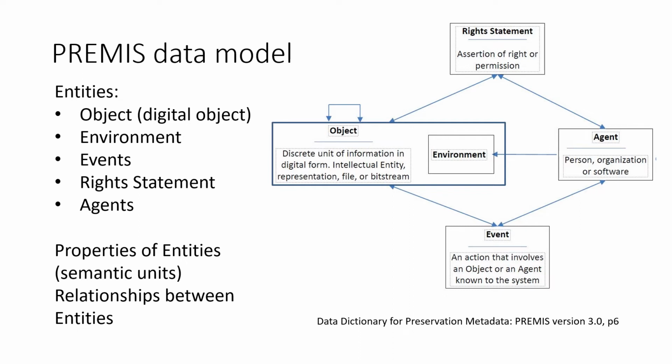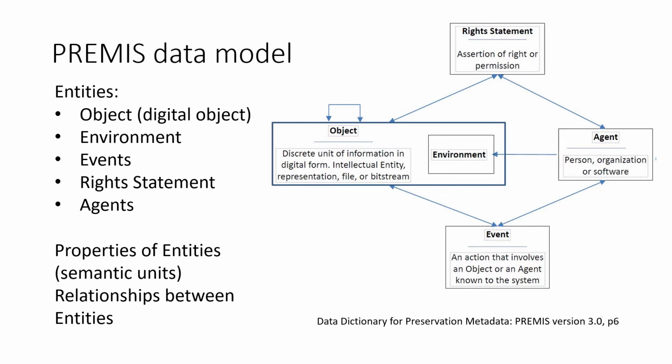Object entity. These are what the repository actually preserves. There are 4 different types of objects: file, stream, representation, bitstream, or intellectual entity. In our previous example, the semantic unit fixity is a property of the object entity. Starting with PREMIS version 3.0, object entities can be used to capture environments that are relevant to the content of the repository. Like content objects, environments can be described at all content category levels, such as intellectual entity, representation, file, and bitstream.